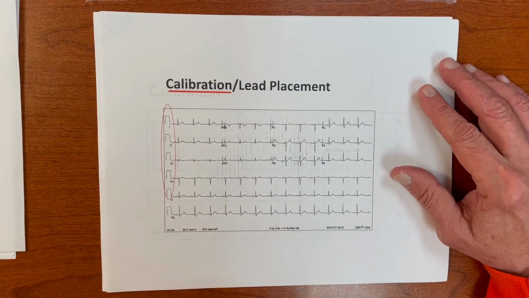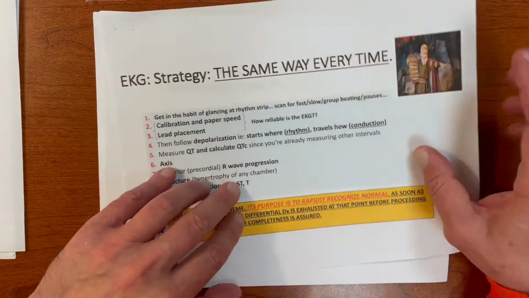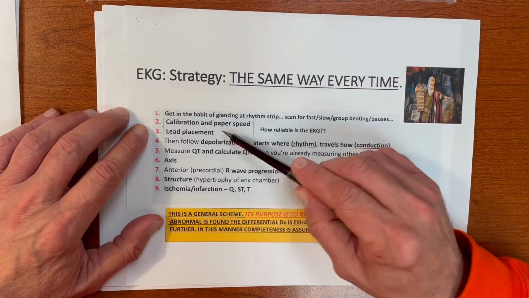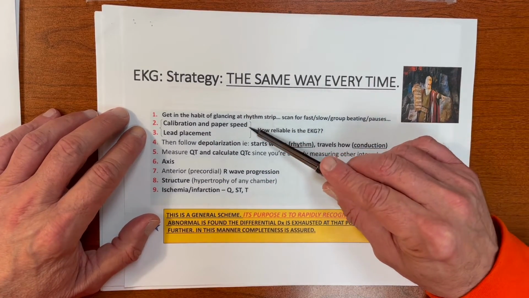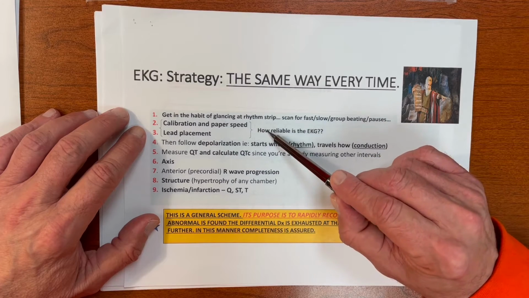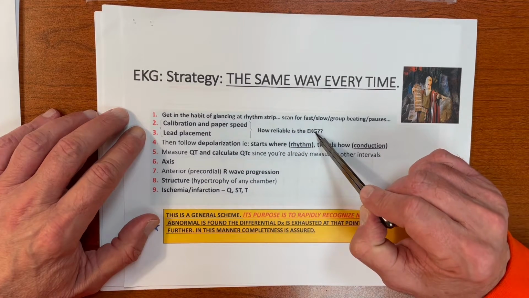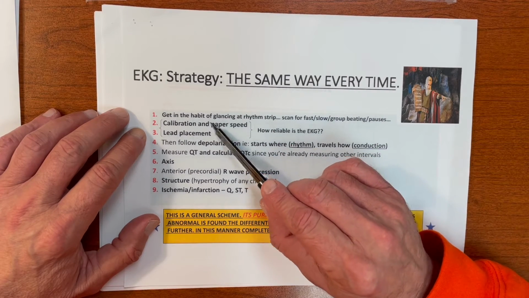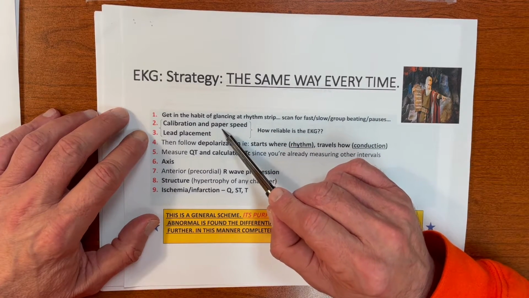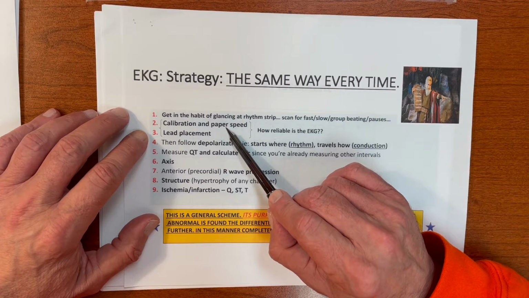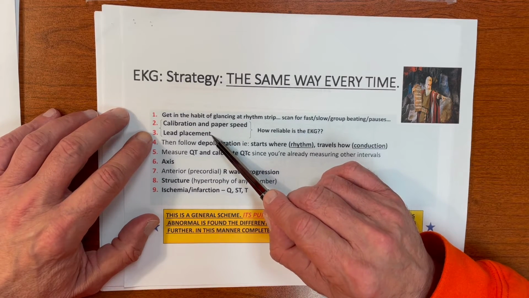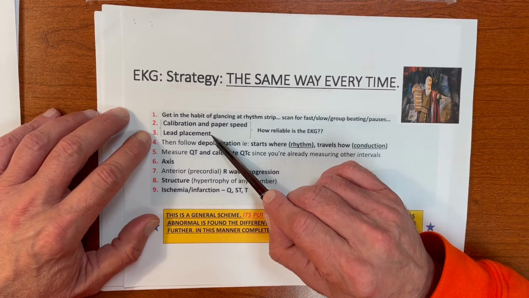Okay. So now we're here, number 2. I want to make sure 2 and 3 let me know, do I trust the EKG tracing I'm looking at? So calibration: is the EKG machine set on the proper gain? Is the paper speed the right paper speed? And the leads, are they placed in the right place?